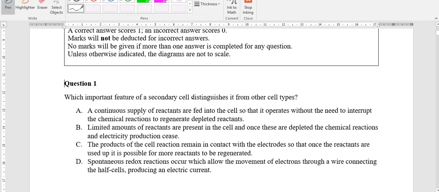We are focusing on the feature that distinguishes a secondary cell from other cell types. In other words, we are looking at something that is unique about secondary cells. So if you look at the first one, a continuous supply of reactants are fed into the cell so that it operates without the need to interrupt the chemical reactions to regenerate depleted reactants. Now, this is a fuel cell, not a secondary cell. Hopefully you remember that. So the answer is definitely not A.